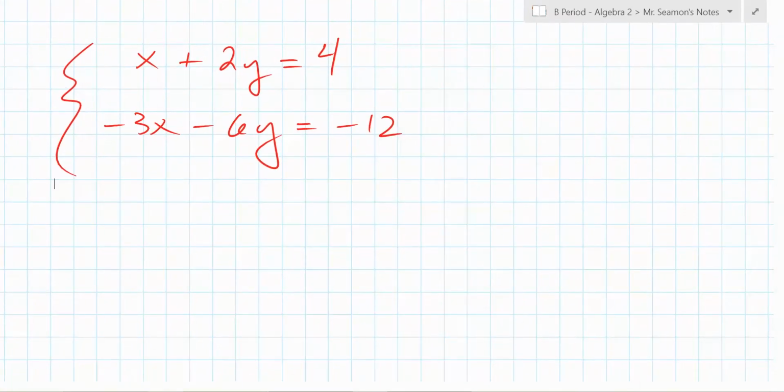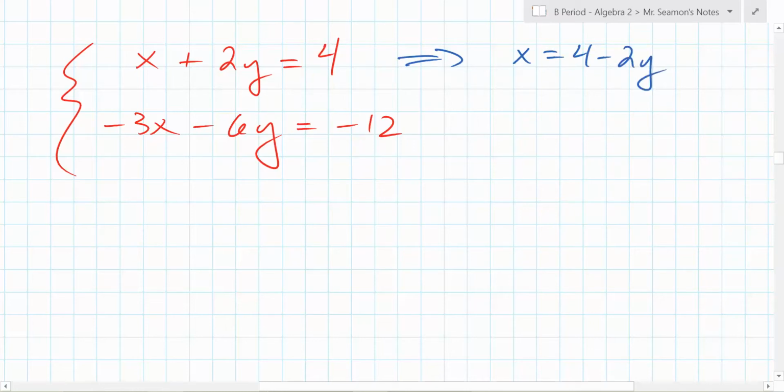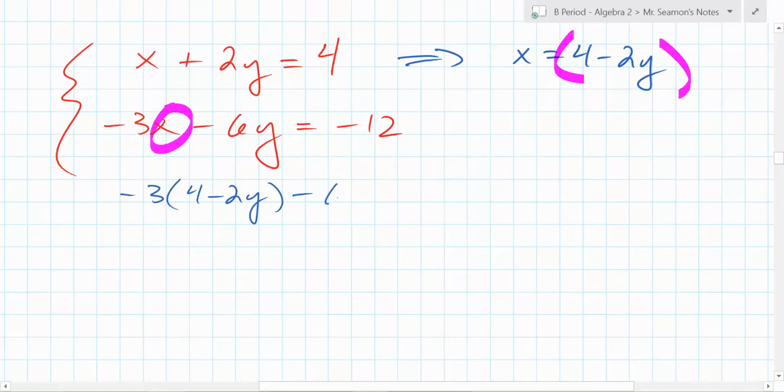So let's solve this. If we wanted to solve this, what was the method we used before, Sarah? Substitution. So we need to isolate something. You can isolate anything you want. What do you think the easiest thing to isolate would be? Yeah, x in the first one. If you isolate x in the first one, you get x is equal to 4 minus 2y. And then you take this, and where do you put it? You take this right here, and it goes where x is. Exactly. So you end up with negative 3 times 4 minus 2y minus 6y equals negative 12.